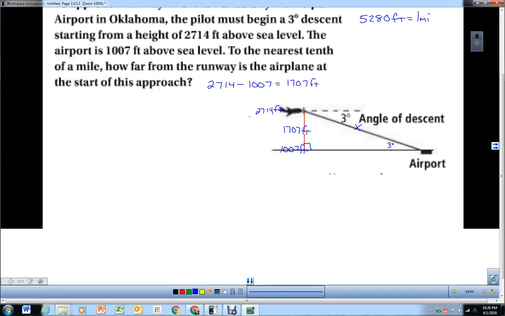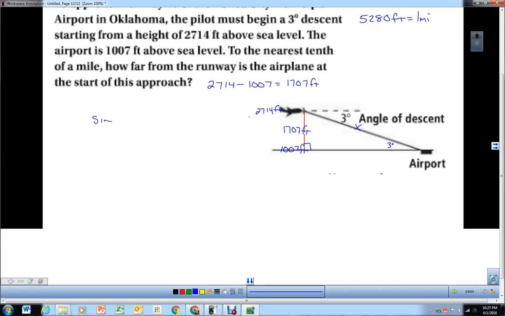Now, because we're looking for the distance, it says the nearest 1/10 of a mile: how far is the runway from the airplane? That means we're looking for the line of sight distance, which means we're going to be using a different trig function, because that means we're looking for the hypotenuse. So if our reference angle is 3, based on the alternate interior angles here, we're going to use the sine function.